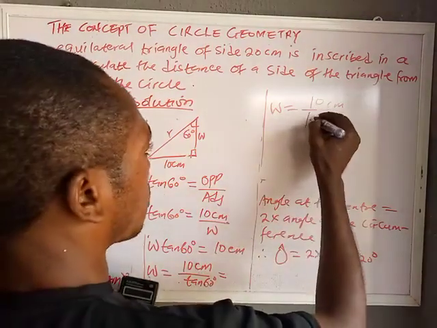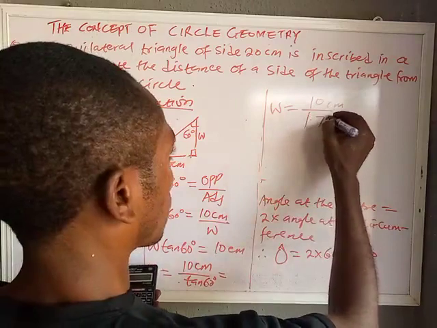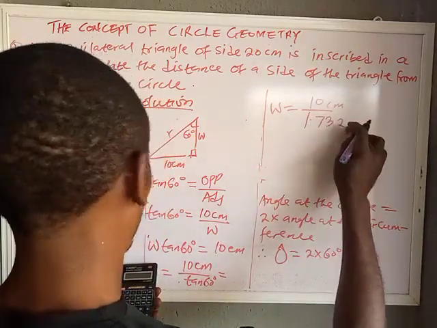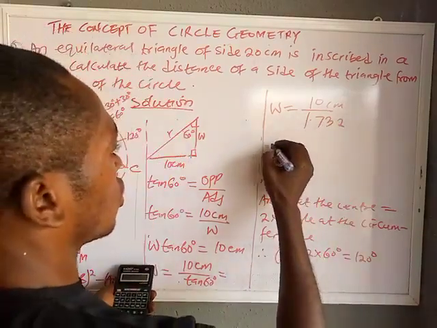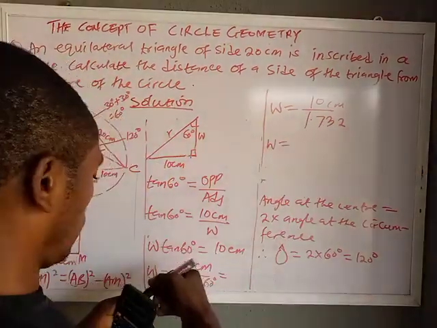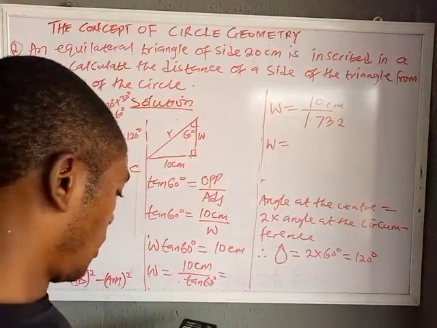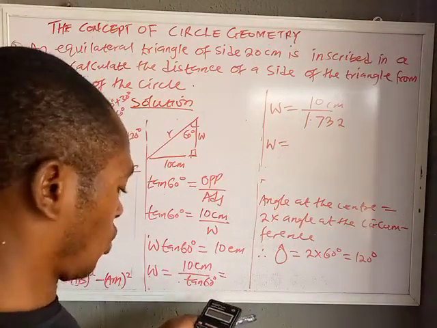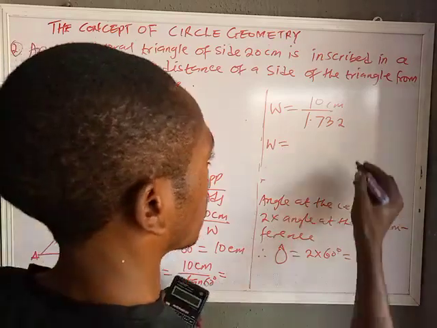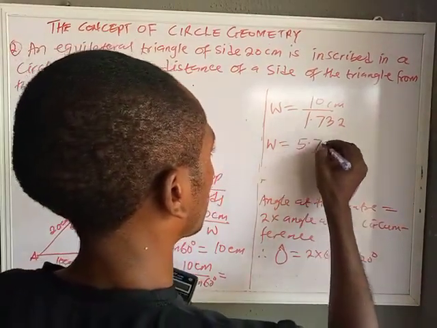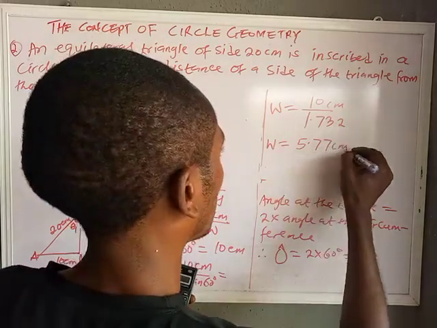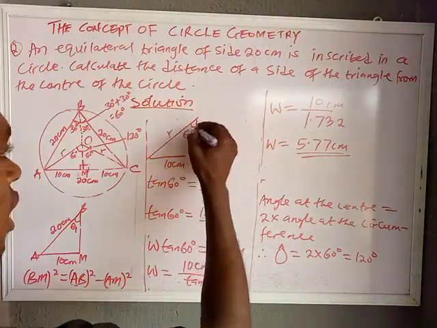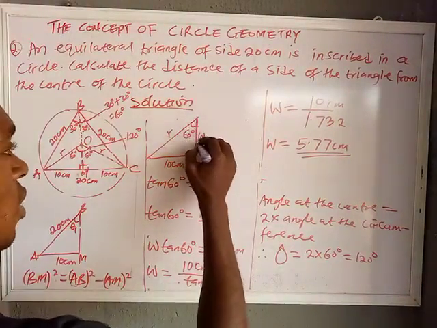Tan 60 degrees is 1.732. So W equals 10 divided by 1.732, to give you 5.77 centimeters. So this is the answer. So we have gotten this part. This is what we are actually looking for, this part. So I've gotten it as 5.77 centimeters.